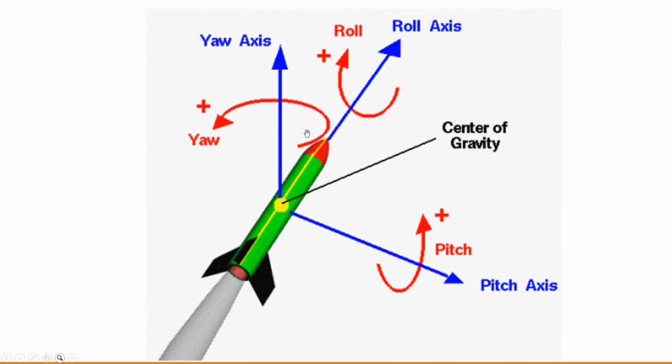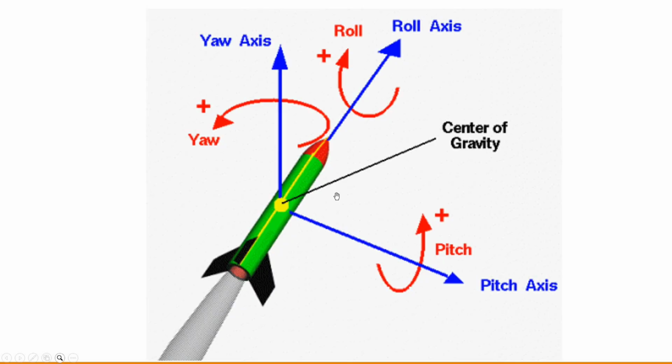To define the other two principal axes, we identify a distinct feature of the rocket, such as the placement of a fin or a window. The yaw axis is then defined as perpendicular to the roll axis and also passing through the center of gravity. When a rocket rotates about the yaw axis, the nose of the rocket moves side to side. This type of rotation is called a yaw motion. The pitch axis is perpendicular to both the roll and yaw axis and also passes through the center of gravity.